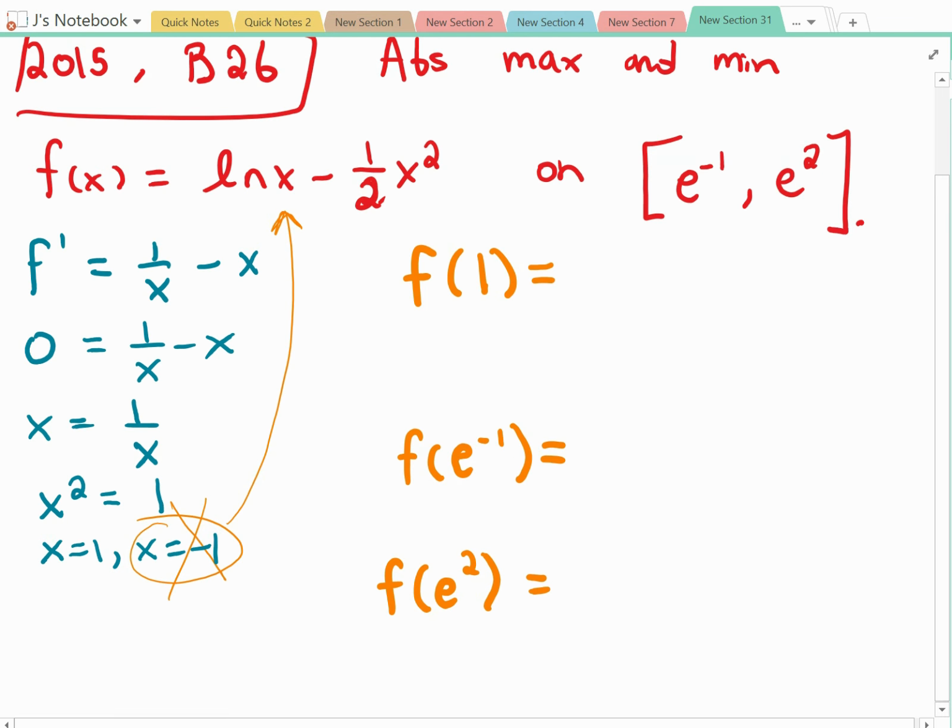Okay, if we plug 1 into the original function, we'll have ln 1 minus 1/2 of 1 squared. Ln of 1 is 0, and 1 squared is 1, so we have 0 minus 1/2, which is negative 1/2.